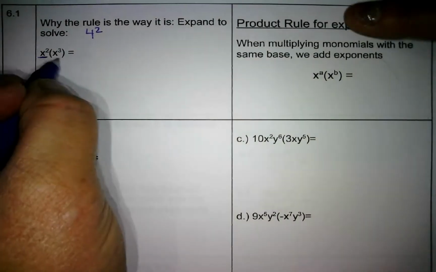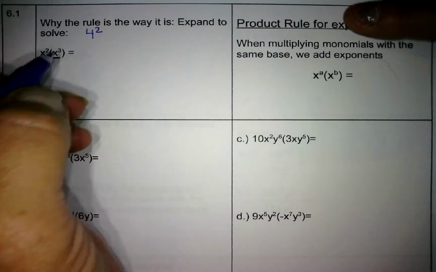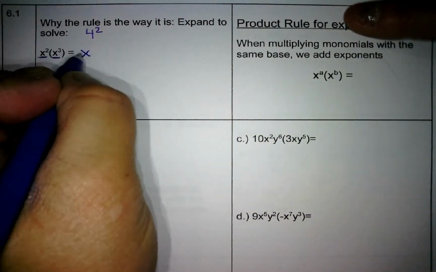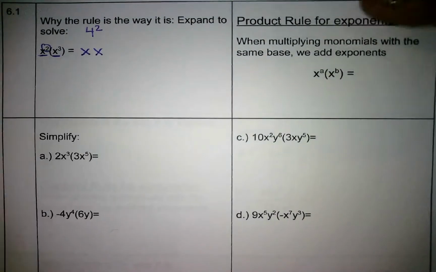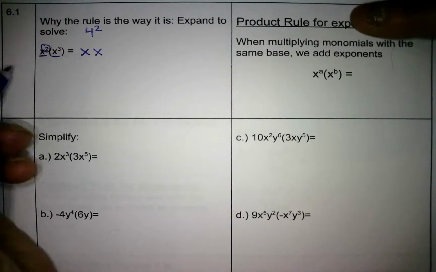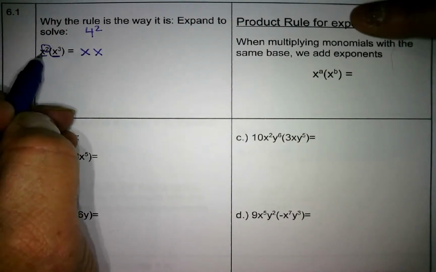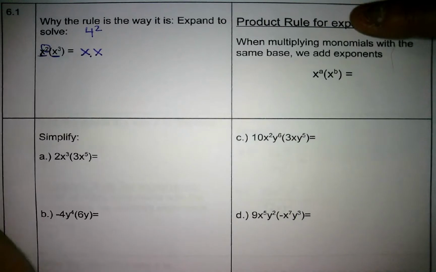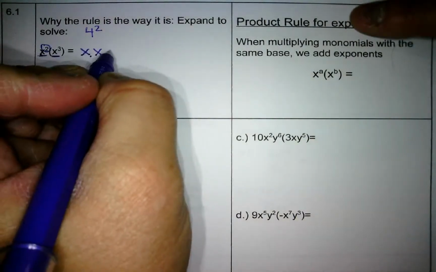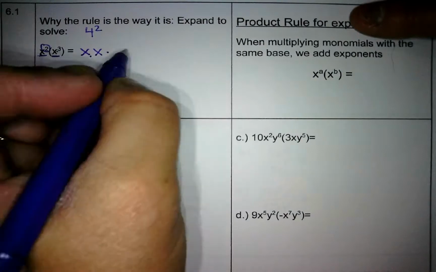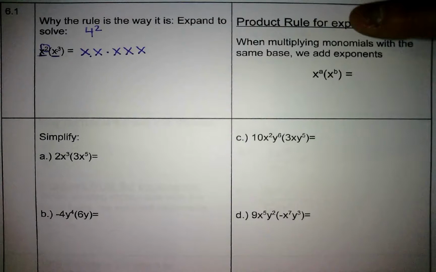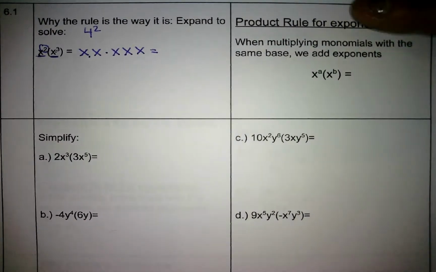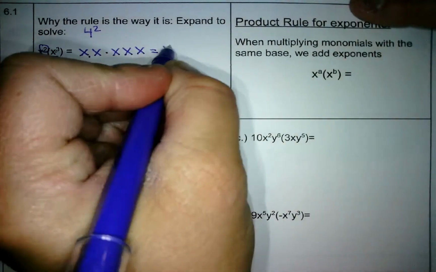So we're going to take x squared times x to the third, and we're just going to write it out. So x squared would mean x times x. Remember that this number up here is how many times we're doing an operation. So we're multiplying x 2 times, and then we have times x to the third power. So that would be times x times x times x. Really, how many times are we multiplying x? 5 times in total.